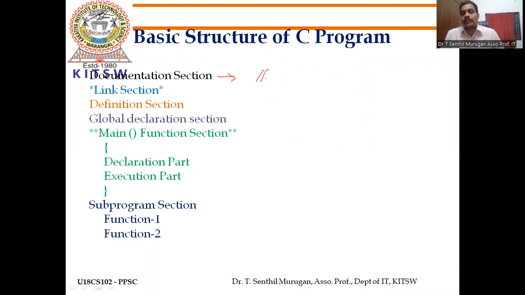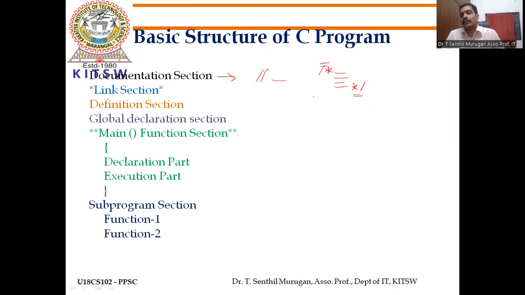So, the documentation section starts with double slash. If in case you want to write a statement in one line, like this is I am Senthil Murugan, I developed this program, this is my first C program, like that I will write it in a single line, meaning double slash I can use. If I want to write multiple lines, you can use slash asterisk, asterisk slash. Okay. So at the end of the line we have to end like this.